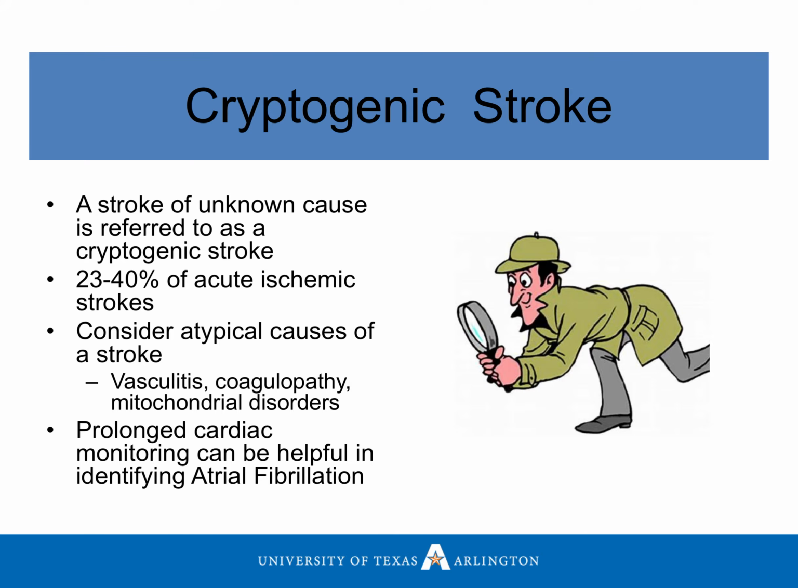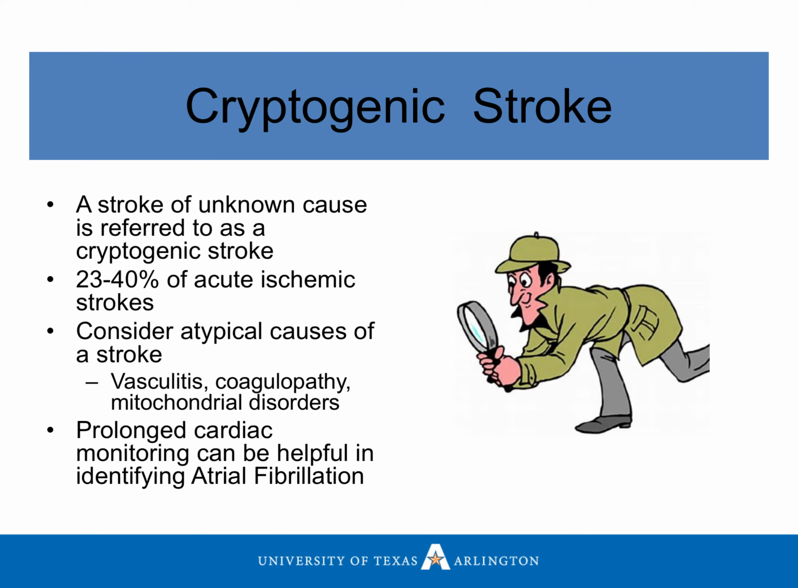So a cryptogenic stroke is basically a stroke where a cause cannot be found. This accounts for about 23 to 40% of acute ischemic strokes. Anytime you cannot find a reason for a stroke, you really should consider atypical causes of the stroke. Things like vasculitis can look like stroke on MRI. Usually with vasculitis, it's fairly widespread, more the appearance of what you'd see in small vessel disease, but it could look more like large vessel, kind of depending on the person.